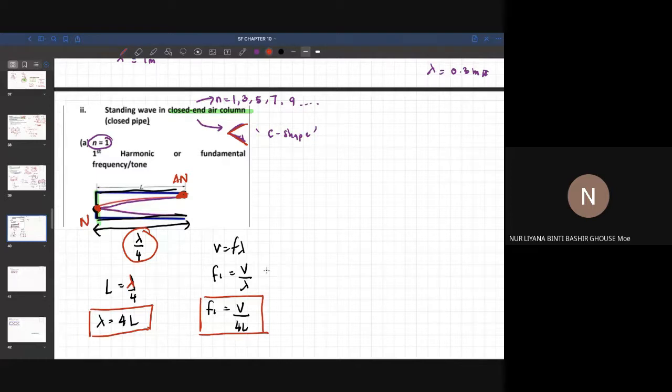Okay, if awak faham, I want you to press 1. Kalau awak kurang faham, awak tekan 2. Everyone here?